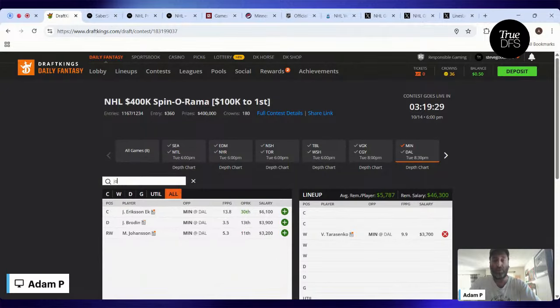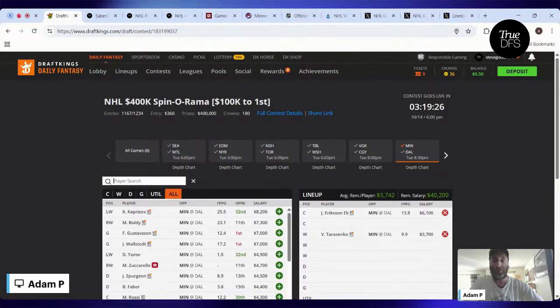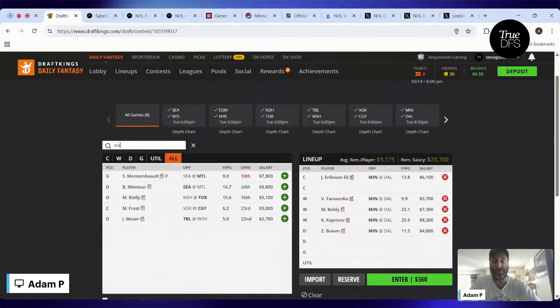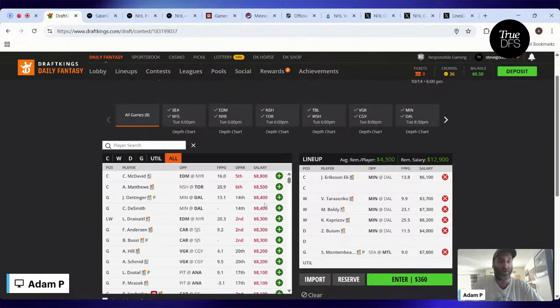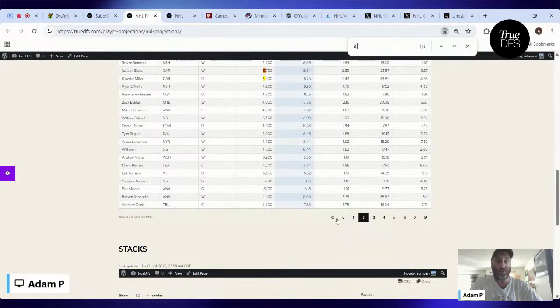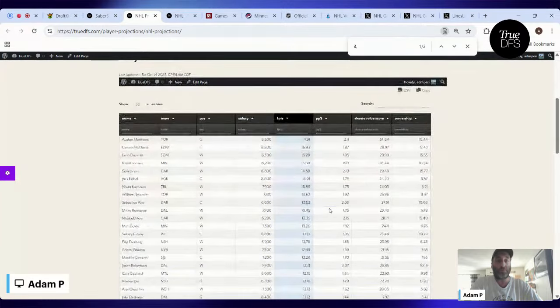Tarasenko, Jeek, Boldy, Krill, Boehm. Yeah, I'm just going back to Montembeault, whatever. So you play Montembeault, and then you could go pretty damn near solid here. Well, let's go back and sort by Sheets value score.